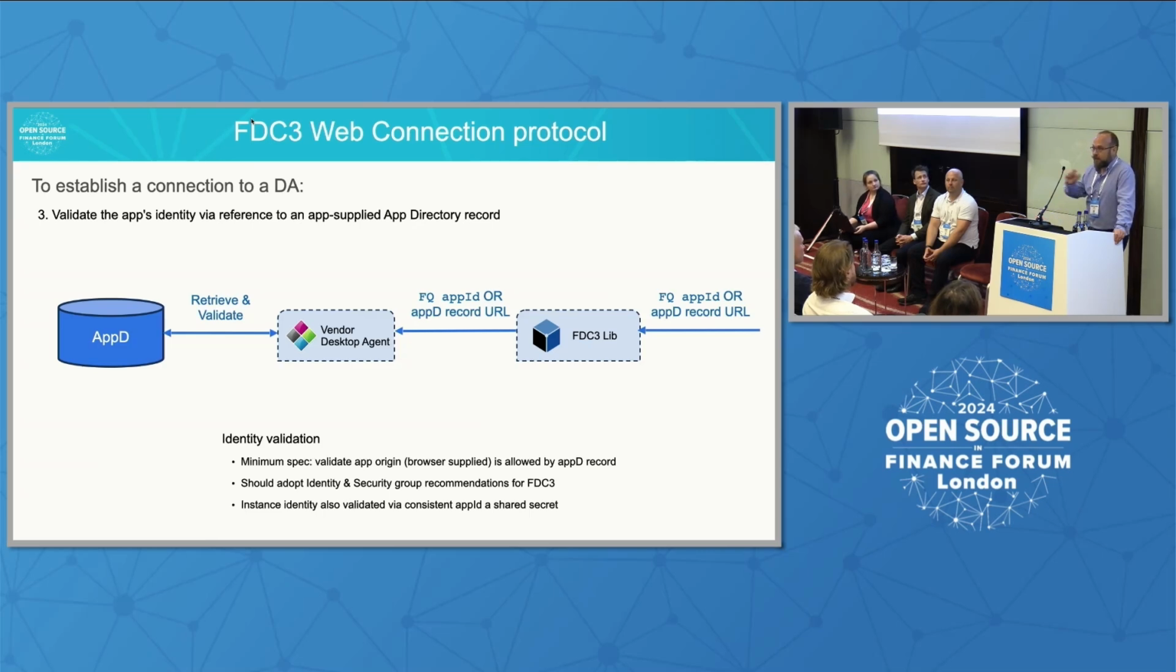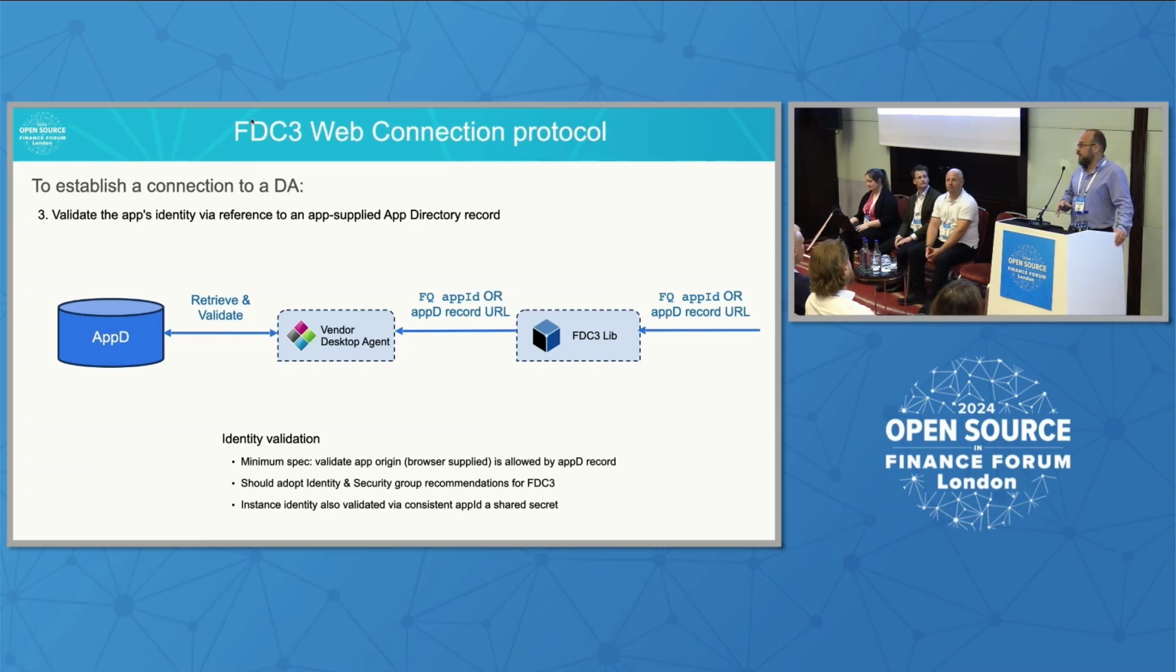We've agreed a really minimal spec for that validation initially, which is to use some browser-supplied information about the origin of the web page, compare that to the appd record and some allowed origins, and we're essentially using the DNS system to confirm ownership of the app. If it's where we expect it to be, somebody owns that domain name and they should be the right publisher. This is intended to be a temporary solution, however.